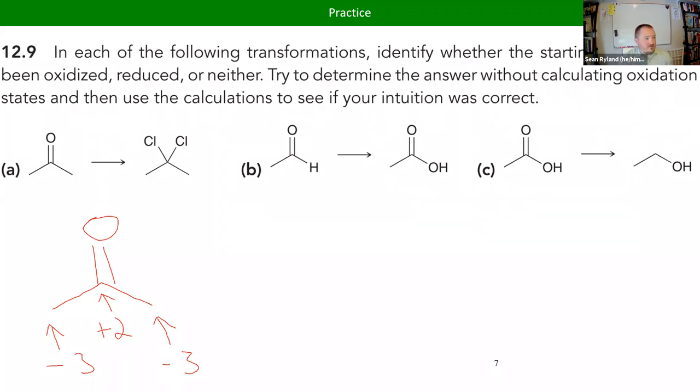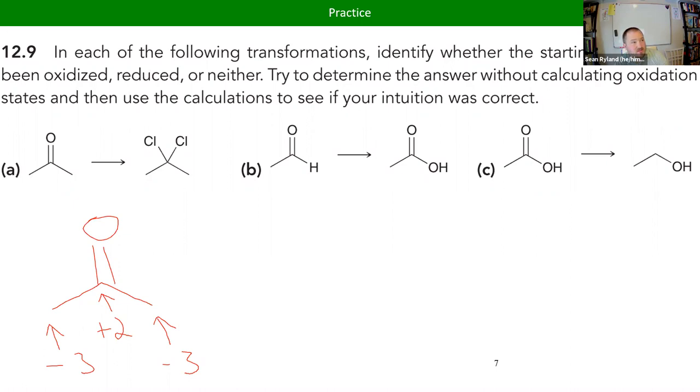So for the acetone on the left, for A, the two methyl groups are both going to have an oxidation state of negative 3 because they have 3 carbon-hydrogen bonds and 1 carbon-carbon bond. Each carbon-hydrogen bond is 2 electrons, and the carbon is more electronegative than the hydrogen, so it controls both of them. So each methyl group, the carbon has control of 6 electrons. So actually I counted wrong, it's negative 2 for each of those.